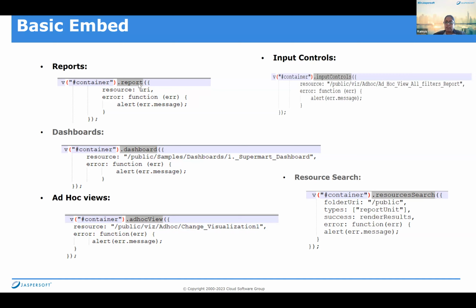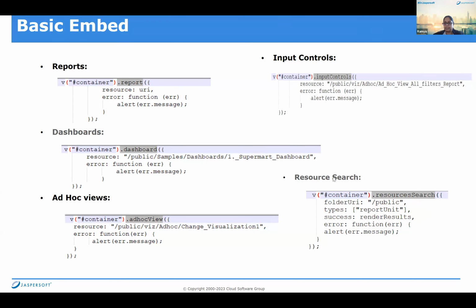Similarly, for the dashboards, it will run the dashboard mentioned in the resource URI, and once the dashboard has run successfully, it will display the dashboard in the specified container. Similarly for ad hoc views and for the input controls, it will do the basic input controls. There are two types. It will look for the report or dashboard, pick the input controls associated with it, and deliver them and display the values in the container.